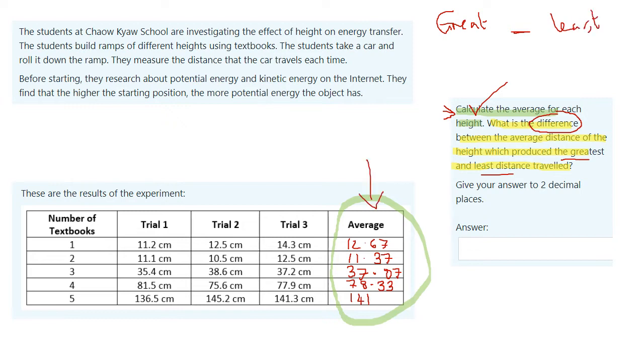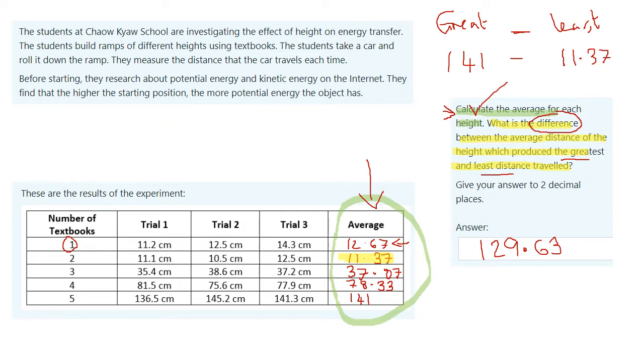Well, the average is here and the distance traveled. Now you might think that one textbook would give you the least, but one textbook is 12.67. If we look on the line below, we have 11.37. So the least distance traveled was from 2 textbooks. So we need to subtract 11.37. The greatest distance traveled was 141. So we have 141 minus 11.37, which gives 129.63.